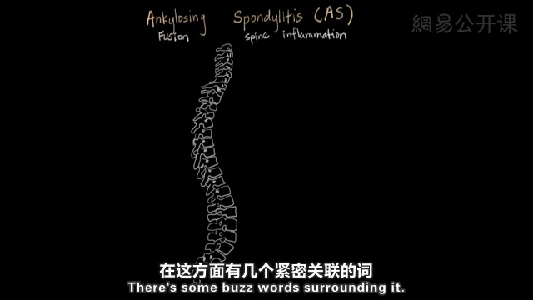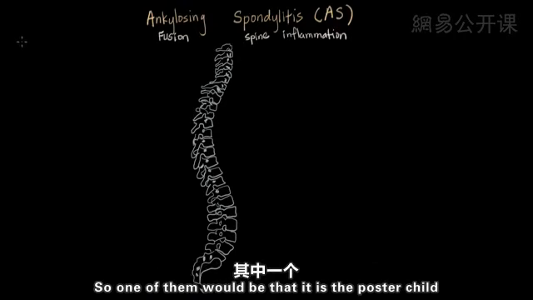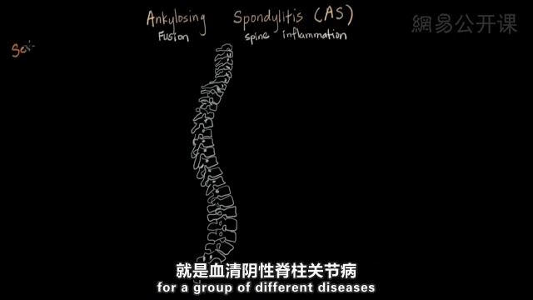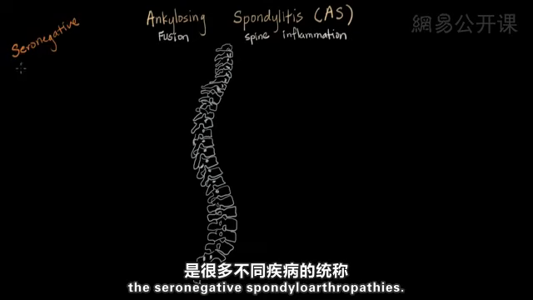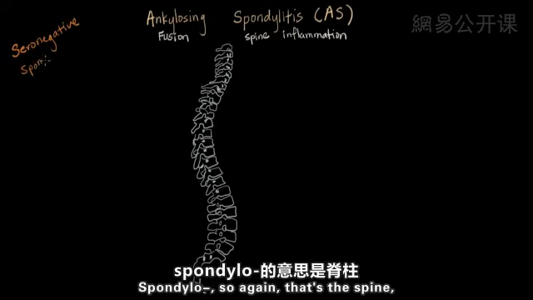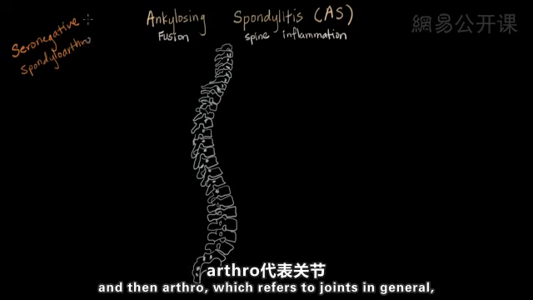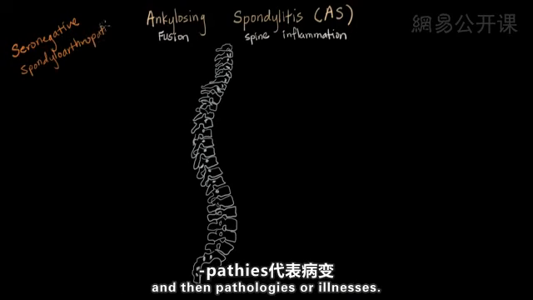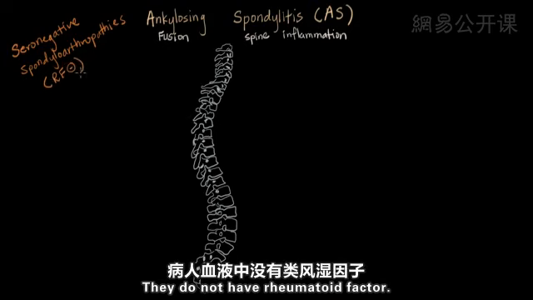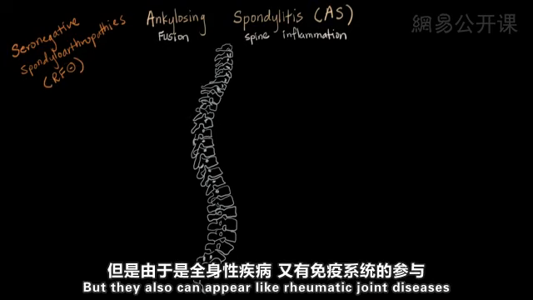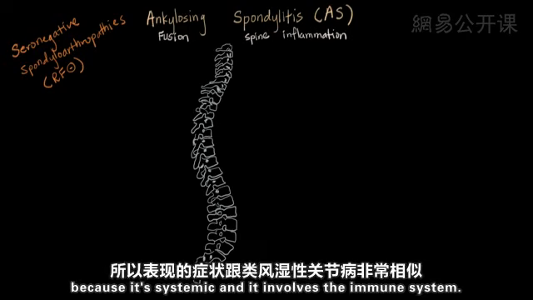of the area. There's some buzzwords surrounding AS, and one of them would be that it is the poster child for a group of different diseases that are referred to collectively as the seronegative spondyloarthropathies. Spondylo. So again, that's the spine. And then arthra, which refers to joints in general. And then pathologies or illnesses. So what this means is that they are rheumatoid factor negative. So they do not have rheumatoid factor. But they also can appear like rheumatic joint diseases because it's systemic and it involves the immune system.